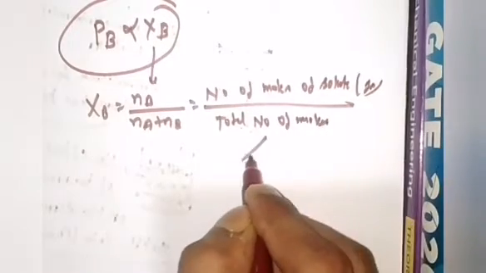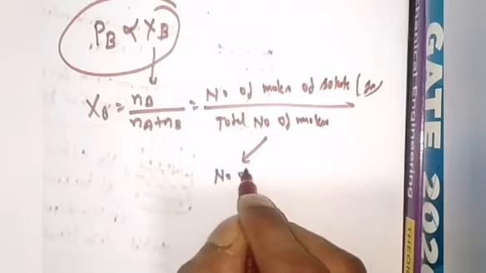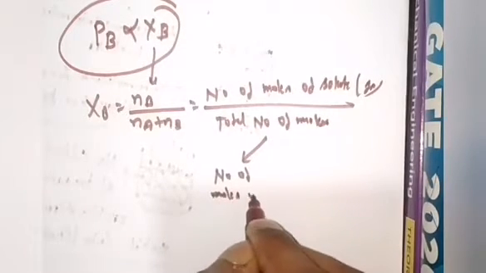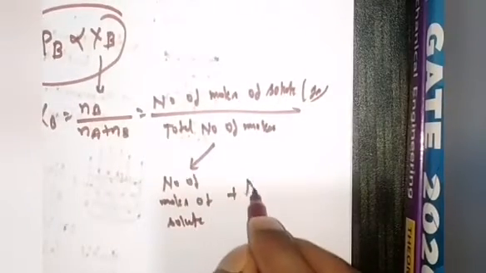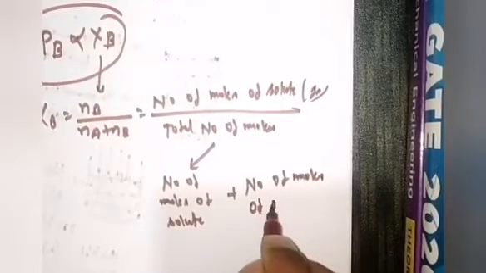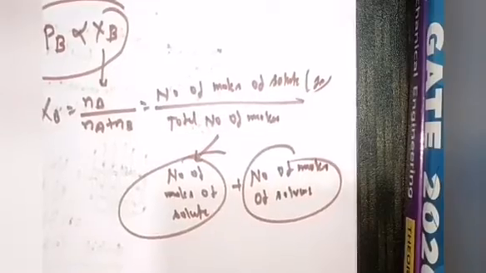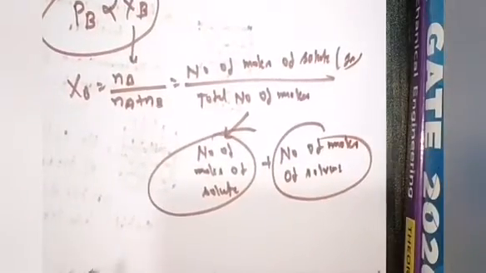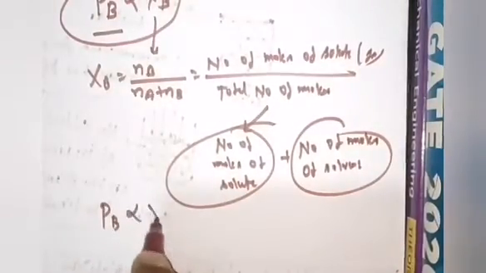And if you are going to define the total number of moles, then total number of moles is equal to number of moles of solute plus number of moles of solvent. You can calculate it very easily, so don't mind it over here. Now the main thing is the partial pressure of B in the liquid. I have already discussed that PB is directly proportional to XB.